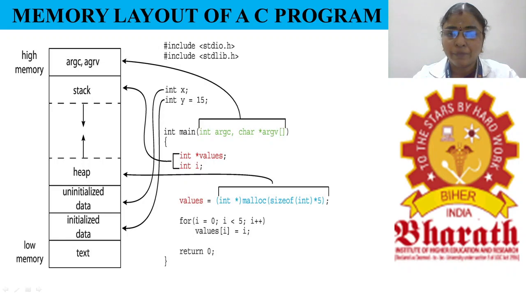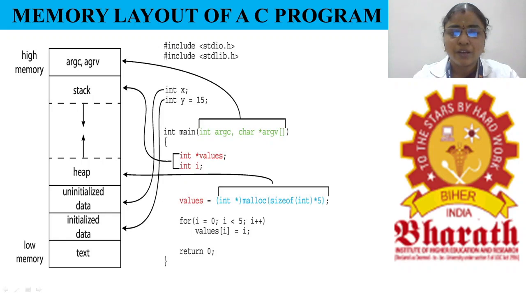Then malloc, memory allocation. So I didn't allocate any memory for values. Memory for values is indicated with the help of the pointer. So here only I am going to allot the memory. So malloc means memory allocation. sizeof(int) * 5. So what is the meaning? Size of integer means 2 bytes, 2 into 5, so I need 10 bytes to store my values. So this is the dynamic memory allocation. So automatically it will be allotted with the help of the heap area.